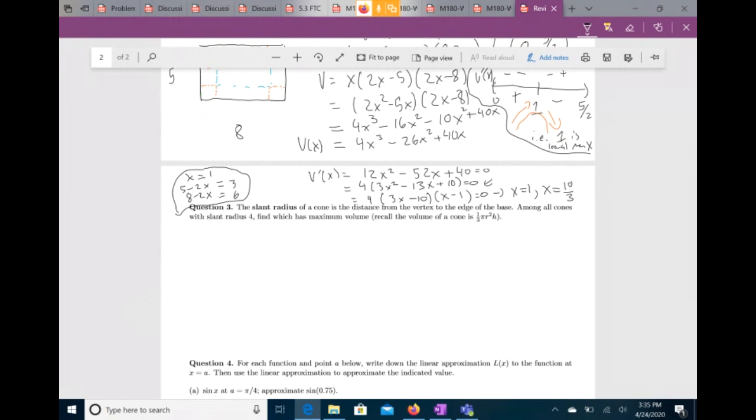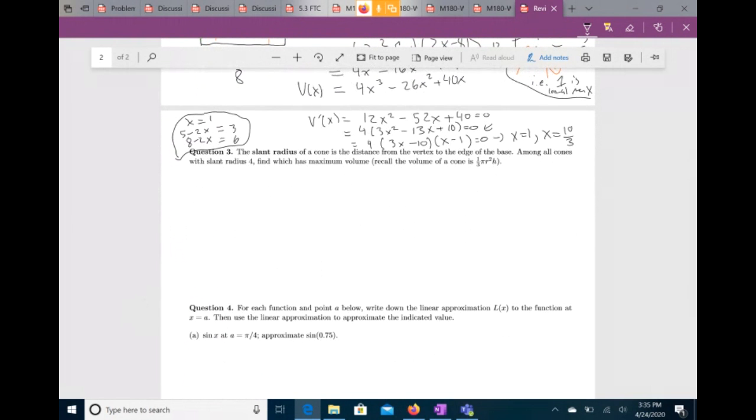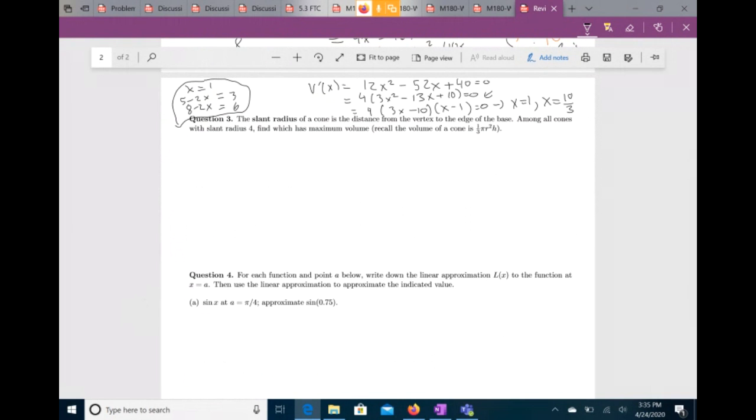All right, so let's see. Which one do y'all want to do first? Question 3 or question 4? Oh wait, let me do a poll. Three's running away with it.